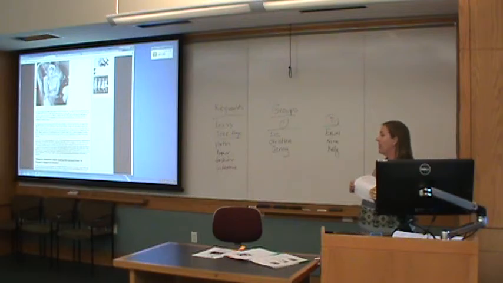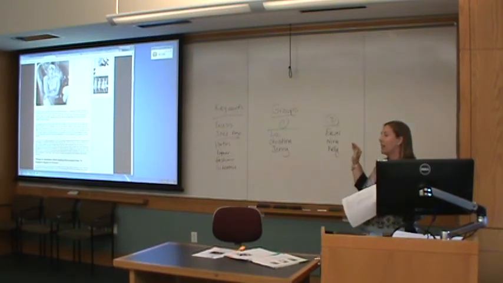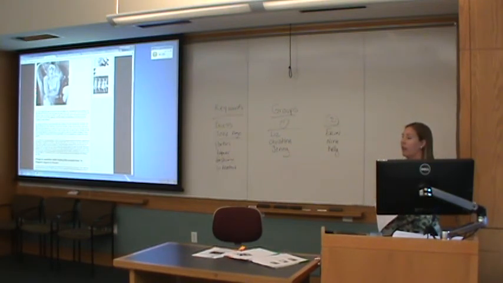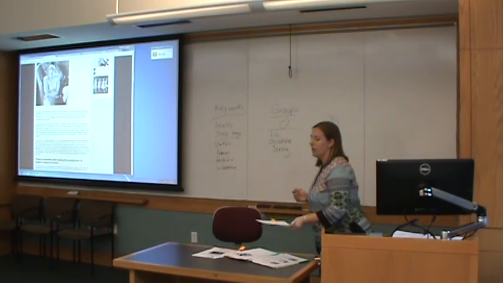So in the Gale databases, it's pretty easy. It tells you it's a primary document. But what other clues are in here that could help you see that it's a primary document? So they're going to have about 10 minutes to do that.